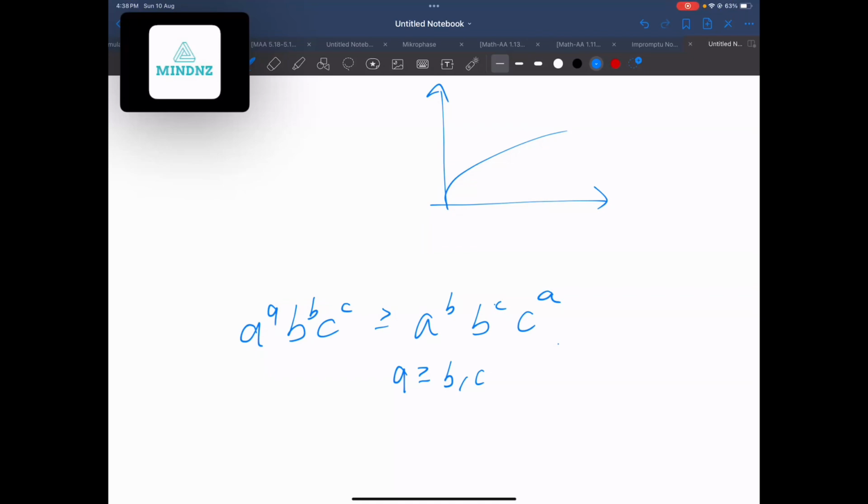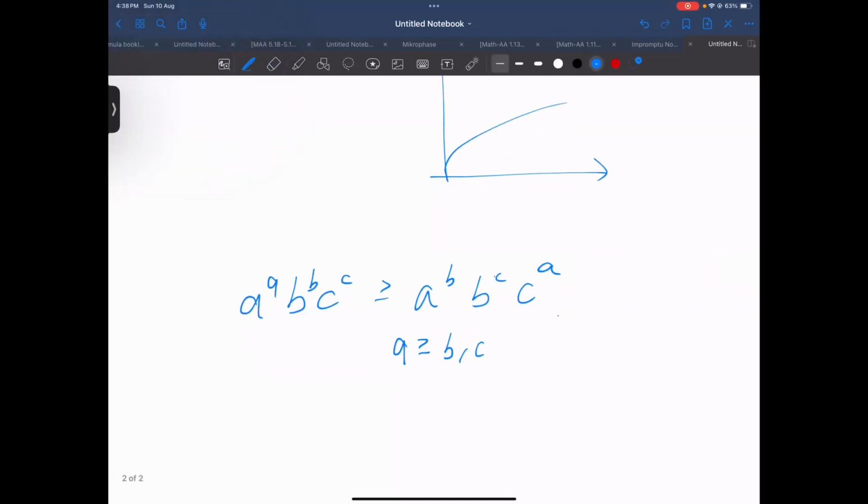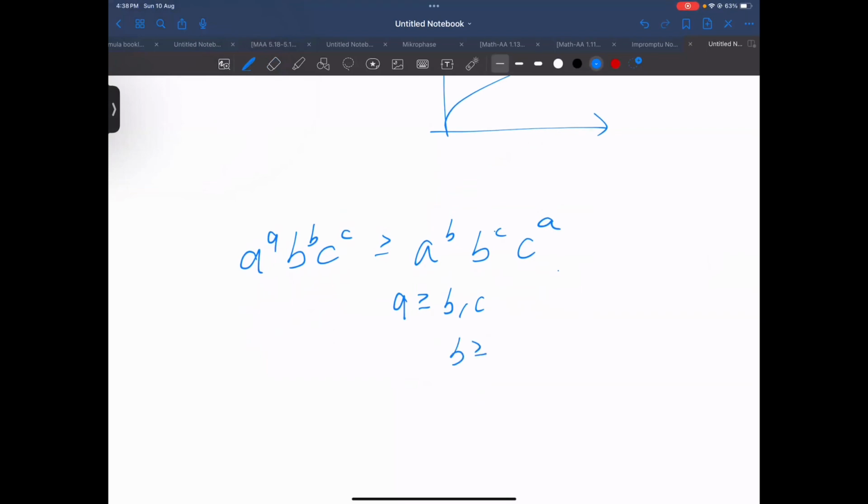The answer is no, because once again, this is not symmetrical, right? You do not have b to the power of a, you do not have c to the power of b, and you do not have a to the power of c. So therefore, we have to try both cases. We have to consider what happens if b is greater than or equal to c, and what happens if c is greater than or equal to b. So let's call these our two cases again.